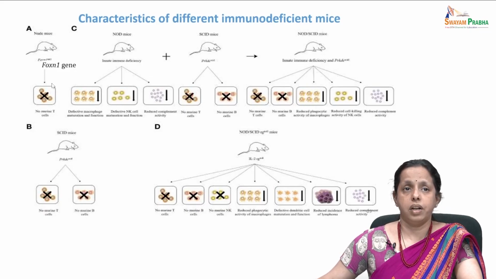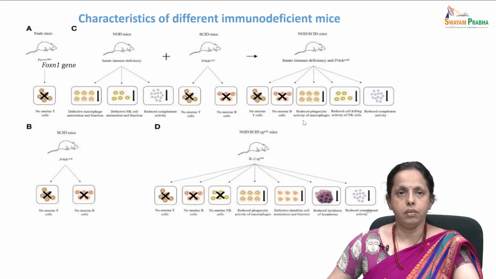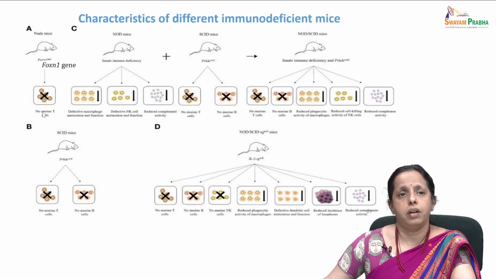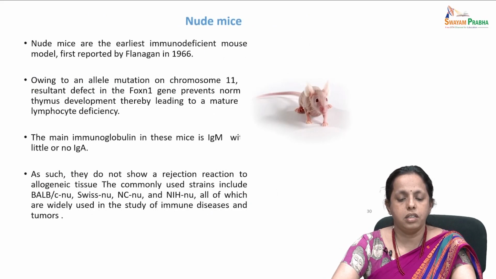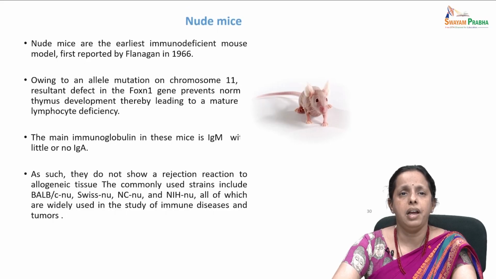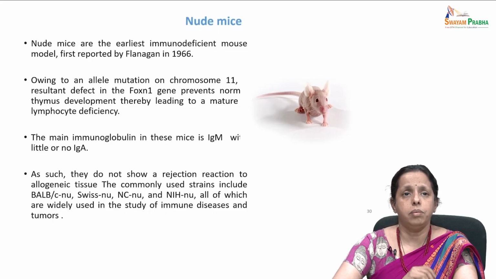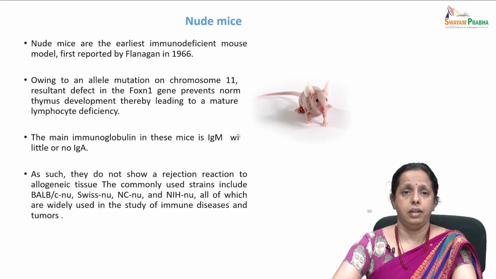So, first we discuss the nude mice, which lack the FOXN1 gene. Here you can clearly see how the evolution of the mouse models has happened from a complete absence of cells till the residual. As mentioned, the nude mice are the earliest immunodeficient models, and they were first reported by Flanagan in 1967. The FOXN1 gene prevents thymus development, therefore leading to T lymphocyte deficiency, and this mutation happens in chromosome 11, and the main immunoglobulin in these mice is IgM.